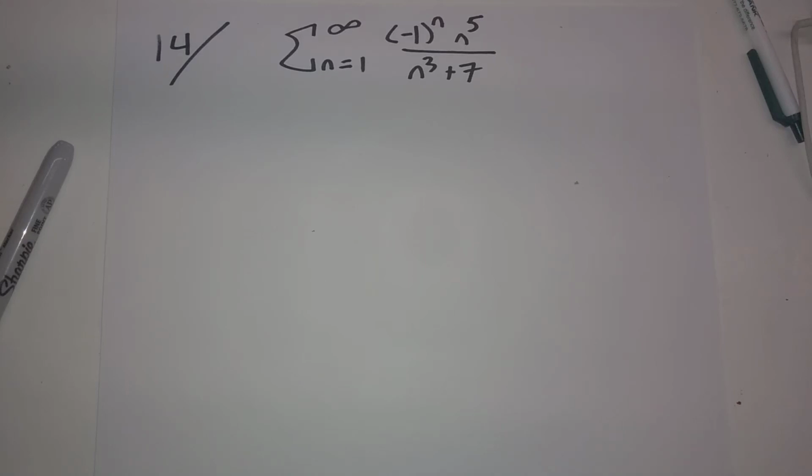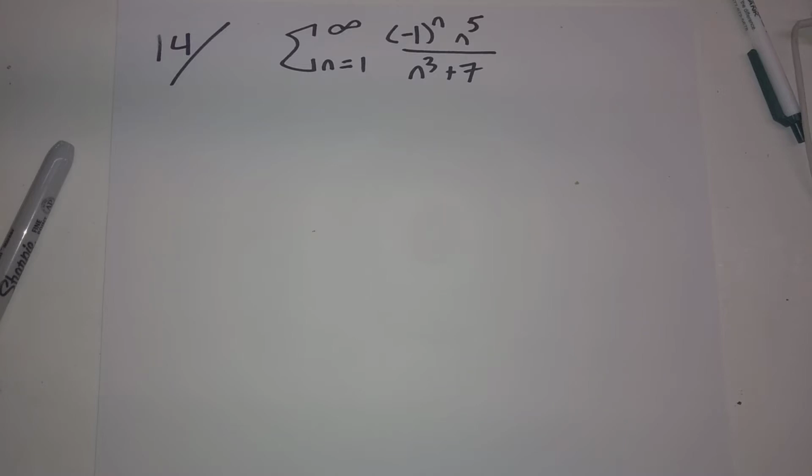Problem number 14: determine if the series, the sum from n equals 1 to infinity of (-1)^n times n^5 divided by n^3 + 7, converges absolutely, converges conditionally, or diverges. Now I'm going to do something a little bit weird here in this video. I'm going to go down the wrong track for answering this question first, and then I'll explain what we should have done later.